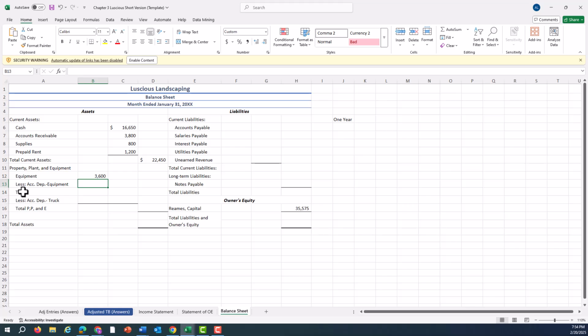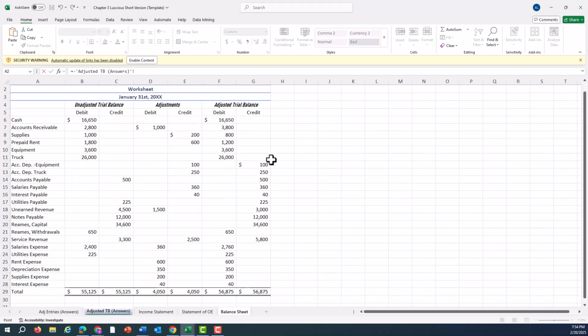This is going to be a negative number because it's reducing the value of this equipment. We bought it for $3,600. If we use it for a month, it's going to be worth less than what we paid for originally. So since I want this to be negative, I'm going to bring the number over as a negative by saying equals negative, and then go over to my adjusted trial balance and grab the balance of accumulated depreciation of equipment, which is 100.